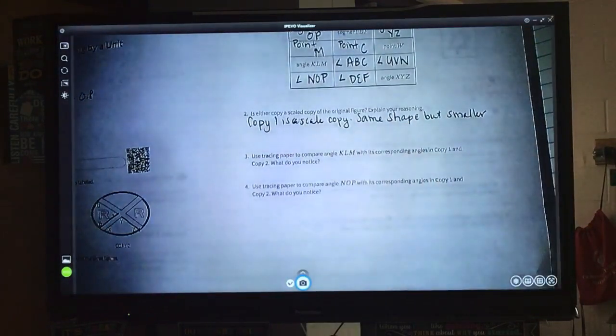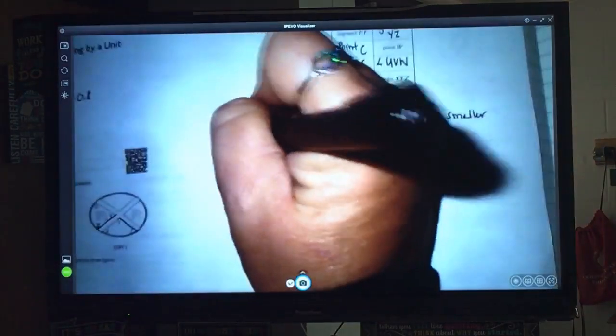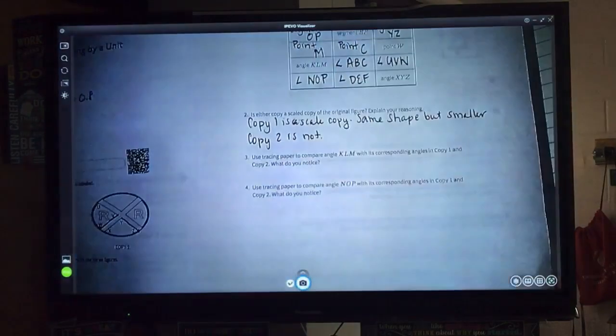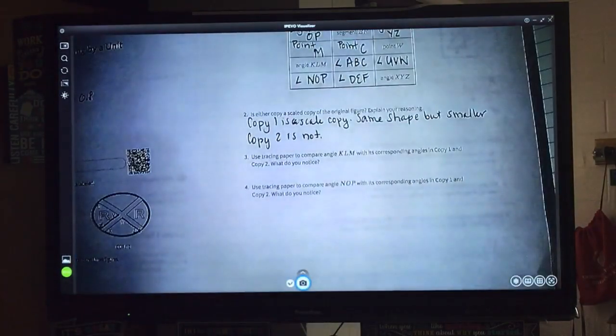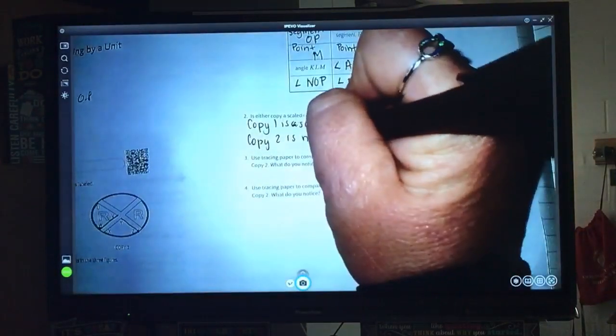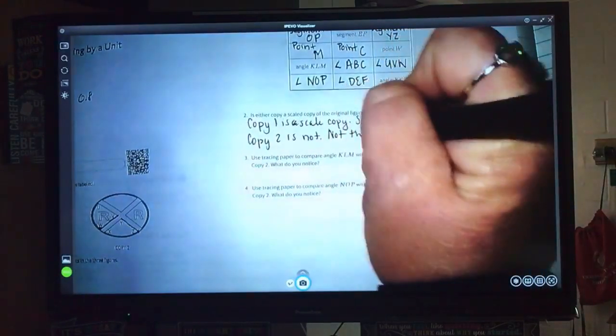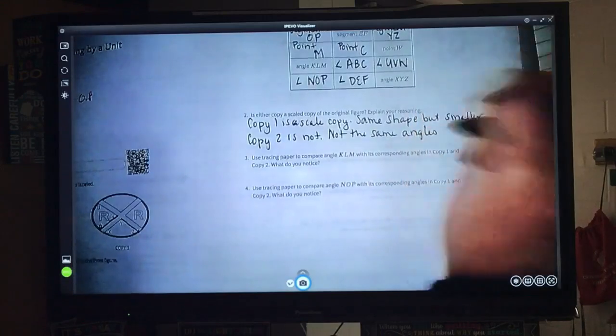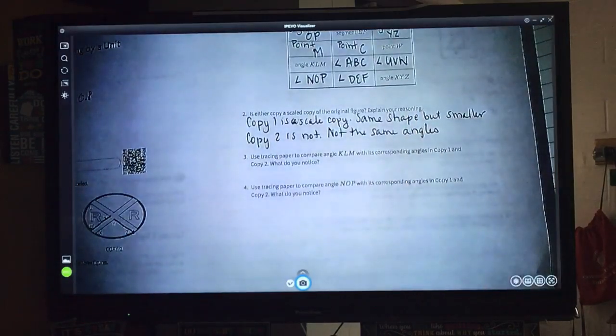Alright, what about copy 2? Christian? Copy two is not because they do not have the same angle and yeah, that's it. Alright, does anybody else wanna add why copy 2 does not work? Other than doesn't have the same angles? Because it's distorted.